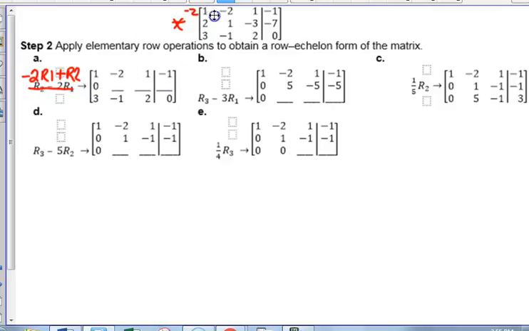-2 plus 2 is 0. -2 times -2 is 4, plus 1 is 5. -2 times 1 minus 3 is -5. -2 times -1 is 2, added to -7 is -5. Already got that one?